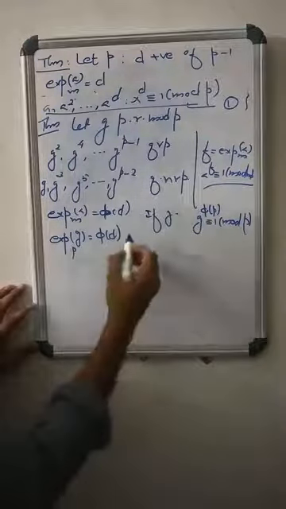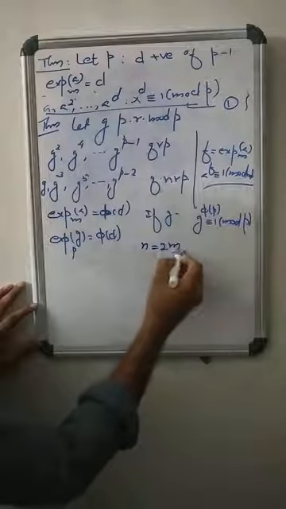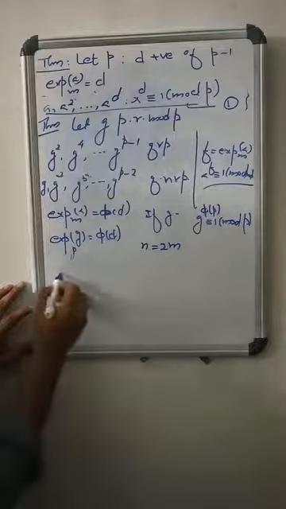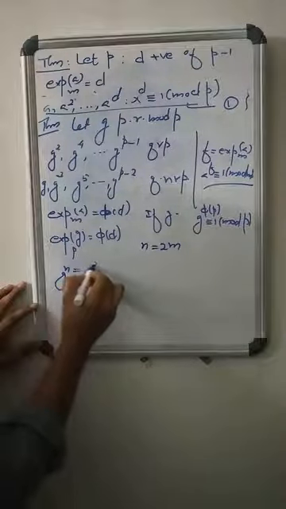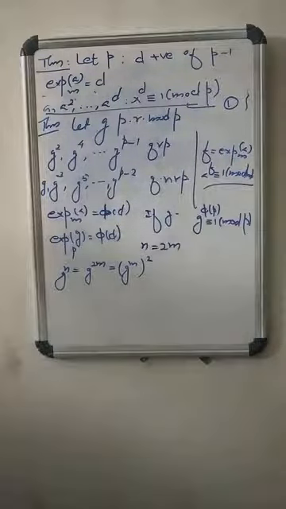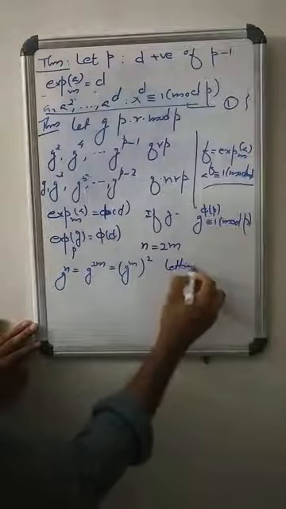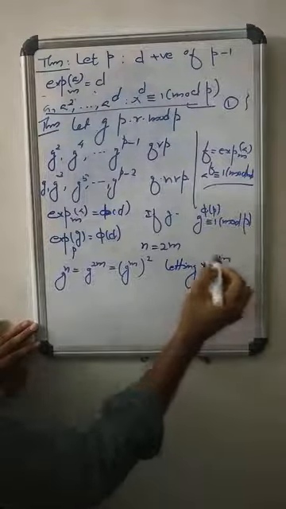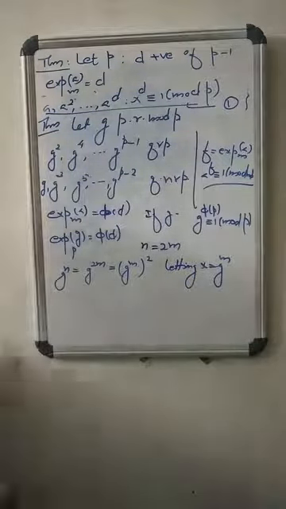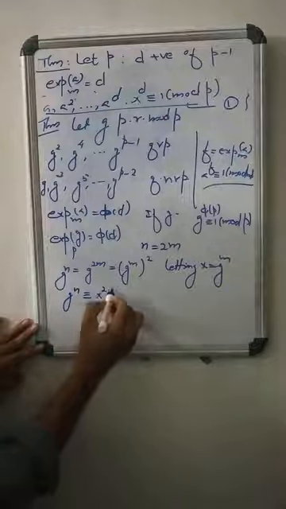Now consider if n is even. Suppose n equals 2m. If n is even, then what about g power n? g power n equals g power 2m, which means g power m whole squared. Okay, g power m whole squared. Letting x equal g power m, this satisfies g power n congruent to x square mod p.